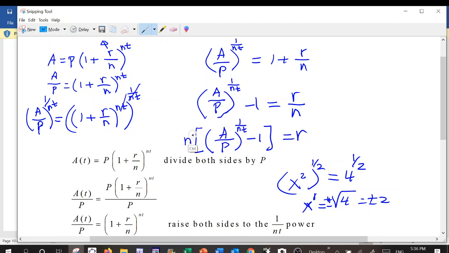Now if you have information about the account, then you can find the interest rate, right? Somebody says that there was an account where I put 1,000 in there, and after 10 years I got $5,000, and it was compounded, let's say 3 times per year. Then you can put those numbers here and find the interest rate for the account, right?